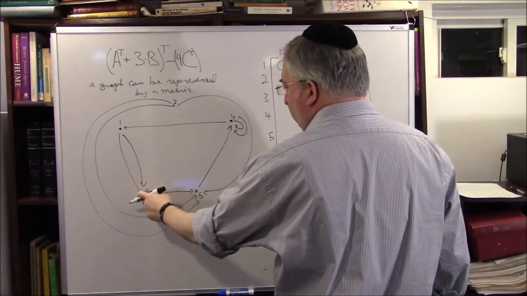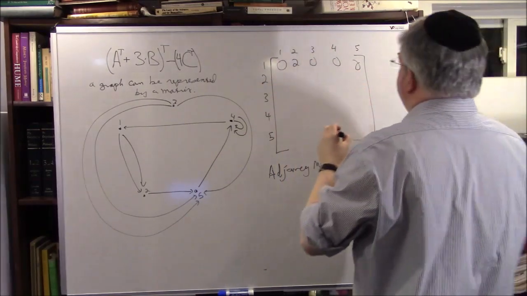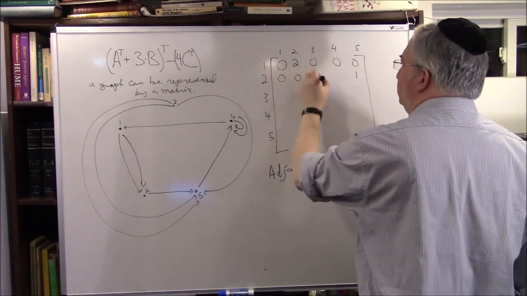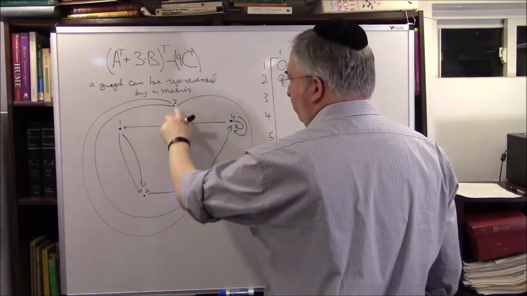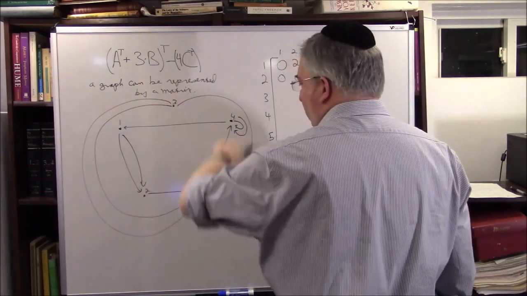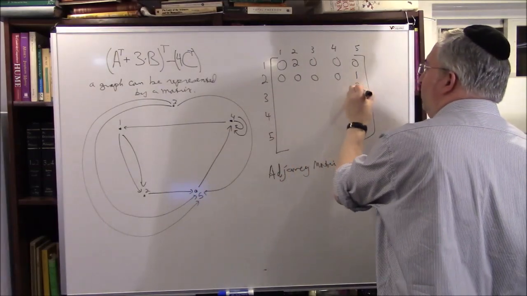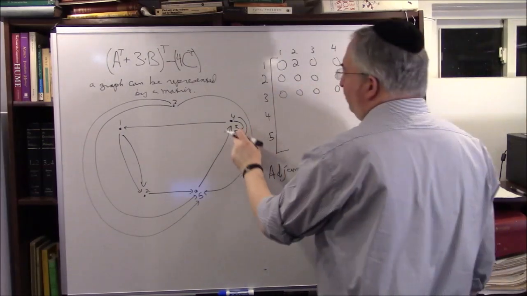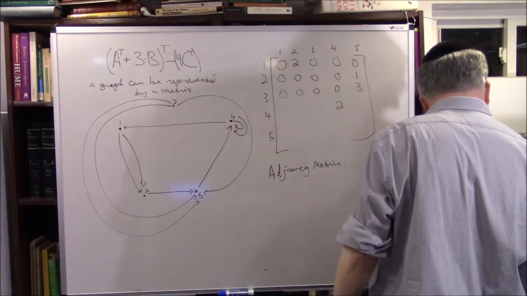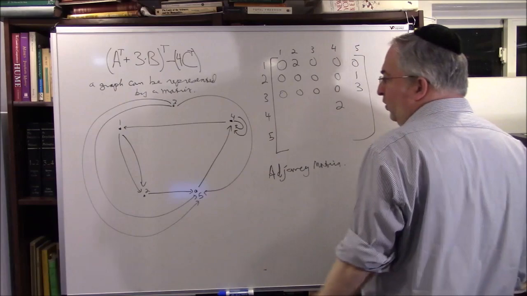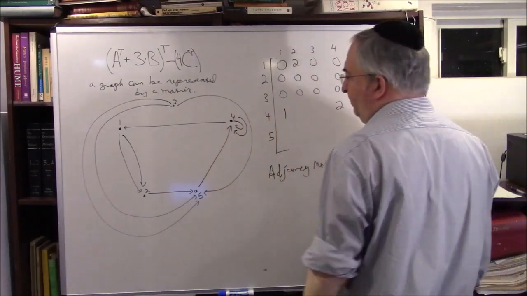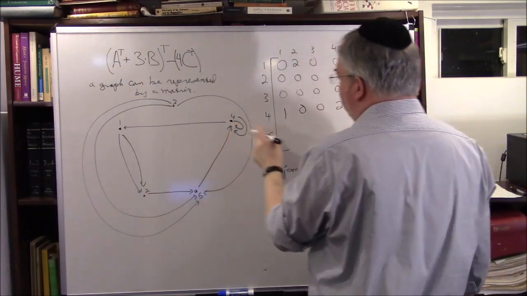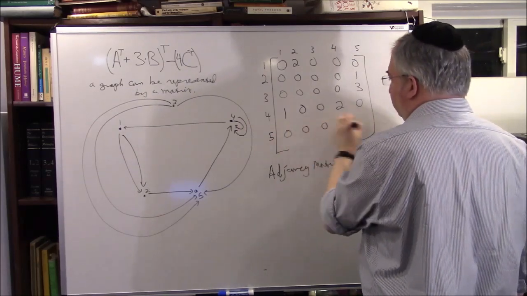From 2, the only thing out is to 5. So from 2 to 5, there's 1. The rest are all zeros. From 3, here's the kicker, from 3 to 5, there are 3 arrows. Everything else is 0. This one's interesting. From 4 to 4, there are 2 arrows. Also, from 4 to 1, there's 1 arrow, and that's it. And for 5, the only thing is 1 arrow from 5 to 4. The rest are all 0.